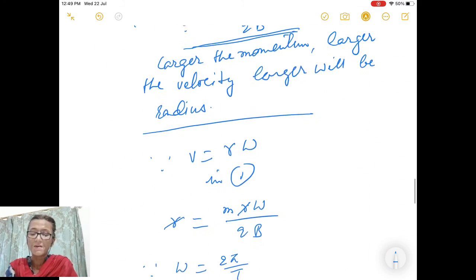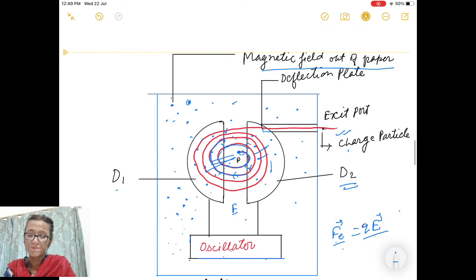Now look at this diagram. This is your cyclotron. A cyclotron is a device that is used to accelerate charged particles to a very high velocity. It only accelerates charged particles to high velocities, and these particles are used to bombard, in scientific observations or any kind of work, any atom or any nucleus, to study the atom or nucleus.